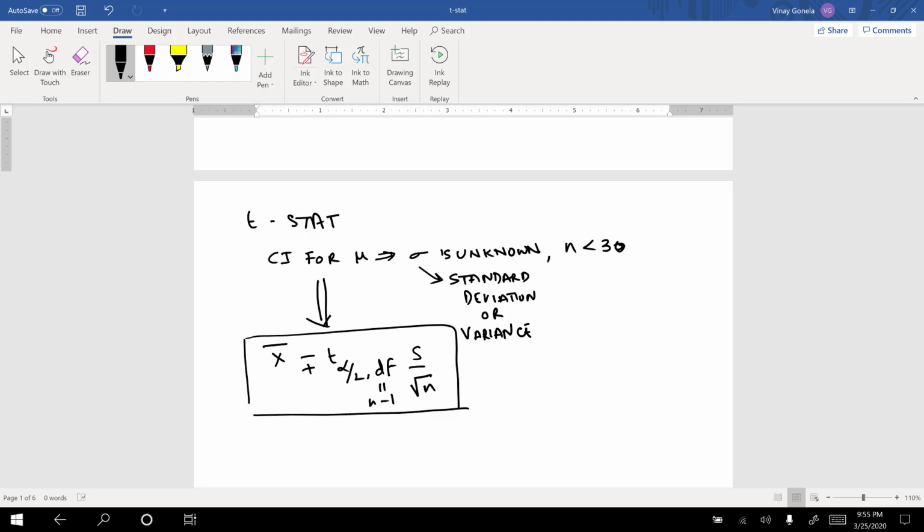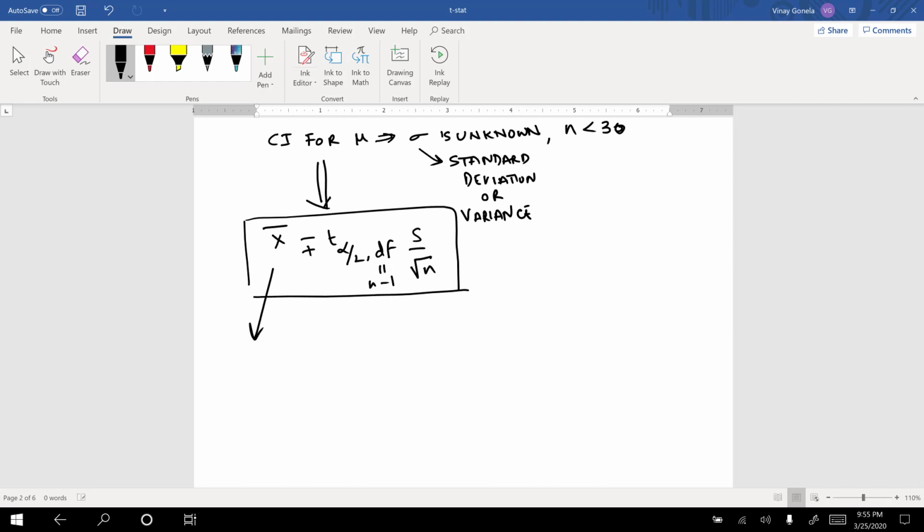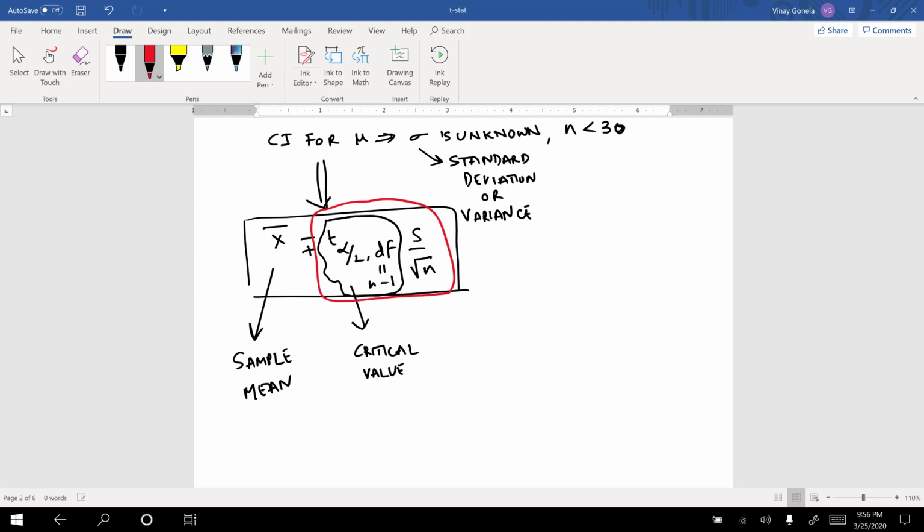Where x bar is the sample mean, this t alpha over 2 degree of freedom is the critical value, and this whole thing is called margin of error. Then s is the sample standard deviation, and n is the sample size.